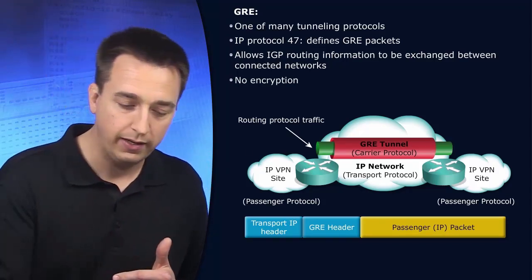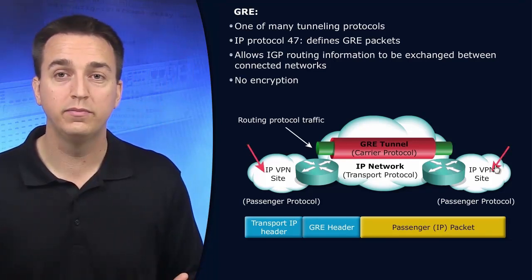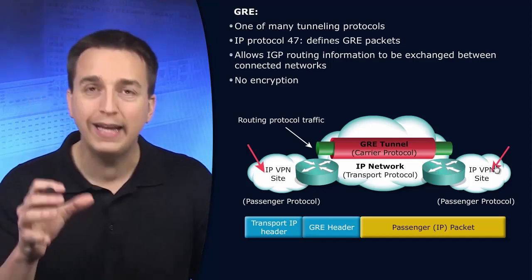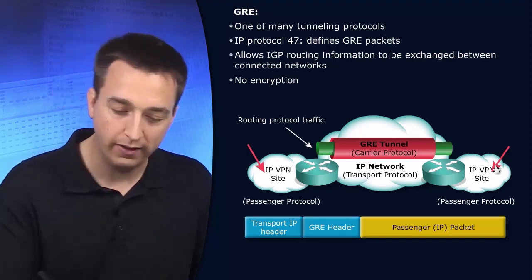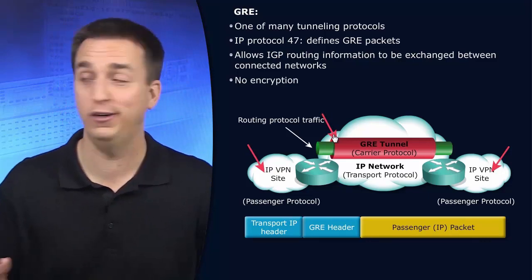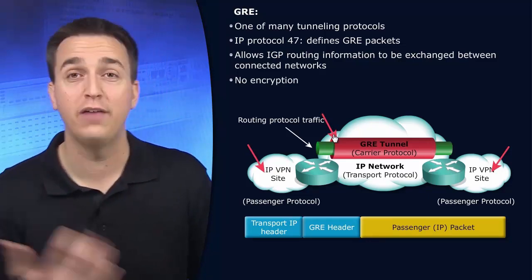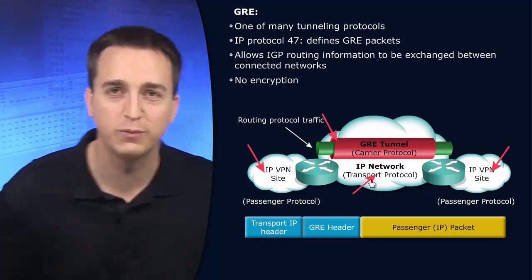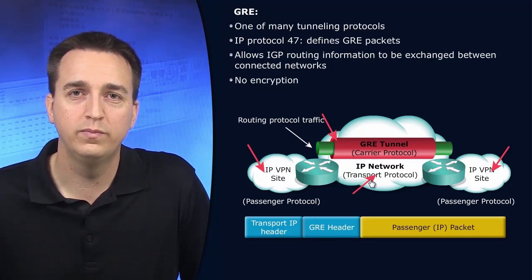So let's pretend this is the West Coast. Let's pretend this is the East Coast. So what are we going to do? We are going to take that boat and put it on a trailer. The trailer is the GRE tunnel. We're going to hook that trailer up to what? We're going to hook it up to a truck. We're going to take that truck and drive it across the country on the roads. The roads are the transport protocol. That's all we're doing.